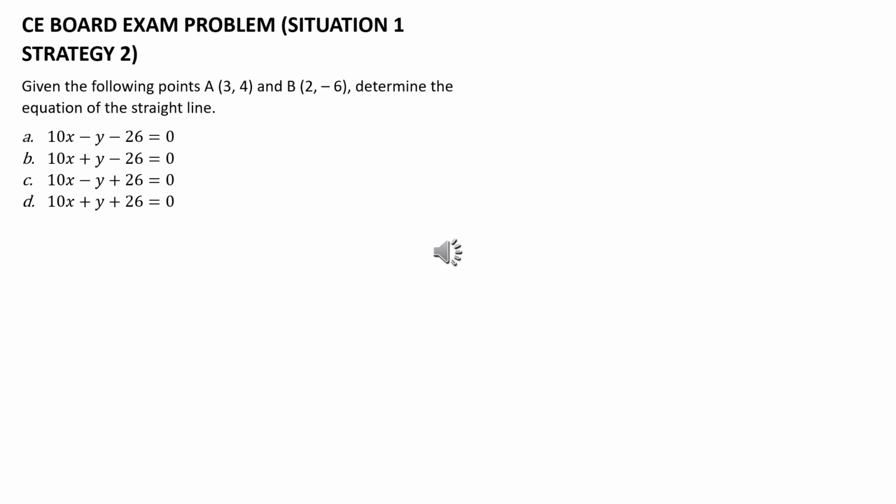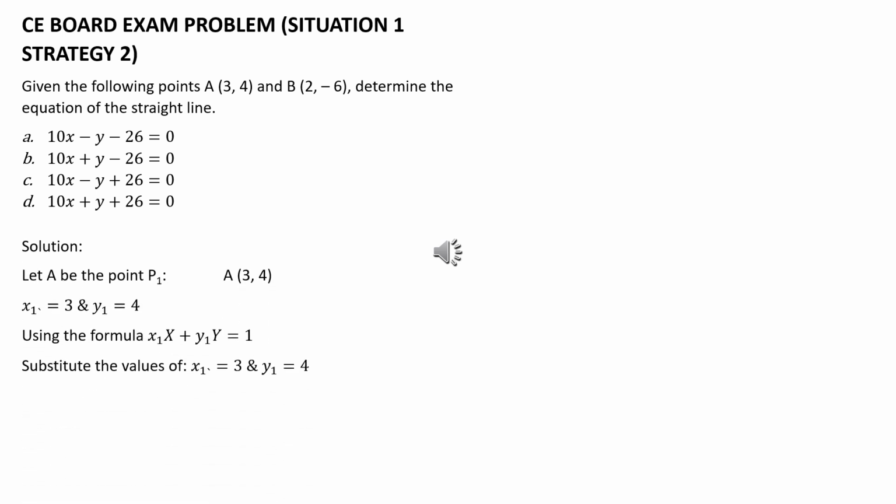Okay, solving the same CE board exam problem, let us have now our strategy number 2, and let us see how we can solve this problem. Given the following points A (3, 4) and B (2, -6), determine the equation of the line. The following choices below are the choices that we have to choose from.